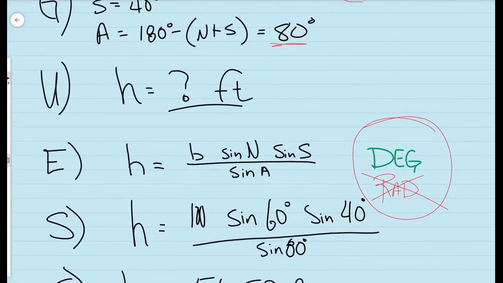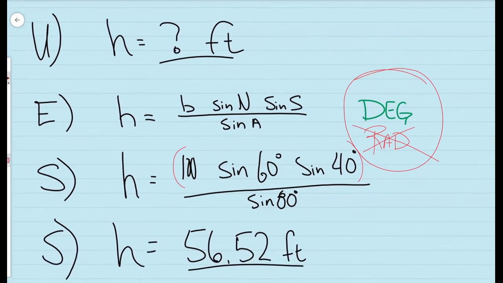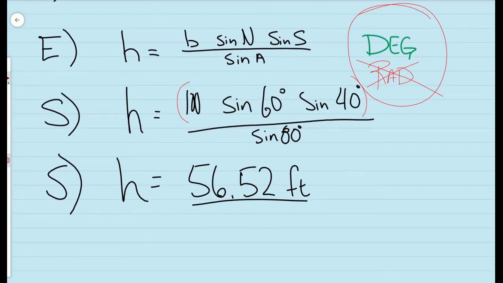All right, so we're going to substitute. Our baseline is 100 feet. Our north angle is 60 degrees, our south angle is 40 degrees, and our apogee angle is 80 degrees. Plug all this in. I would suggest using parentheses in your calculator, and you can do this all at once. You're going to get, for this problem, 56.52 feet.